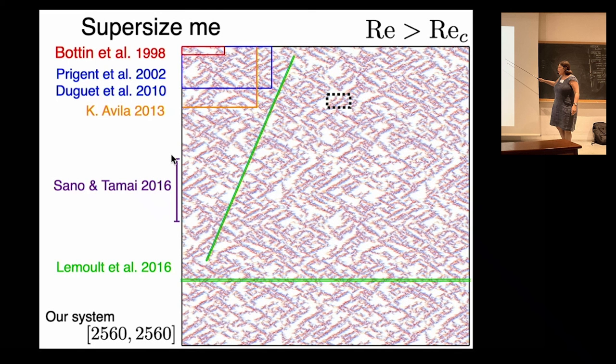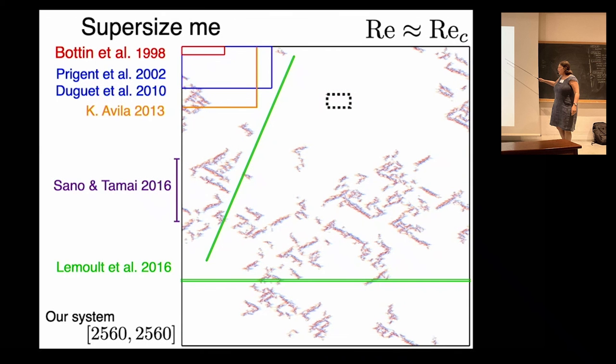Anyway, these things were this size and this size. The simulations of Duguay were like this. The PhD thesis of Avila was like this. And then there were these little things. Anyway, this is our domain. It's enormous. And you can see why it needs to be enormous, because this is Reynolds number above the critical one. Supposing you're near the critical one, you could easily think there's no turbulence when there is.